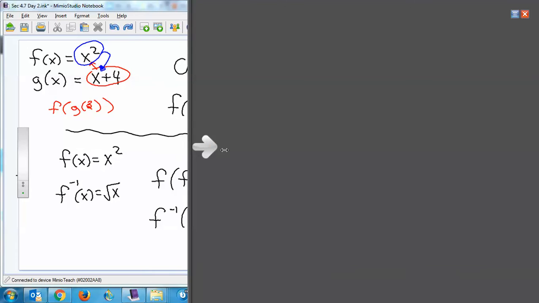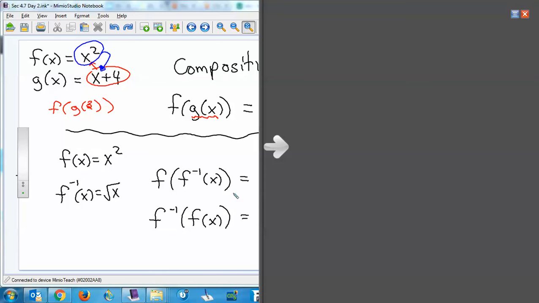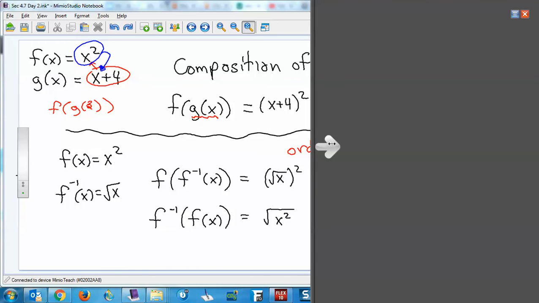All right. So, again, the order matters. If I put the inverse function into f, or I put f into the inverse function, the order is going to matter. So it looks like this. If I take the inverse function, square root of x, and plug it into f, I would get the square root of x all squared. Now, your intuition is probably telling you that that's going to equal what? The square root of x squared is going to equal x.